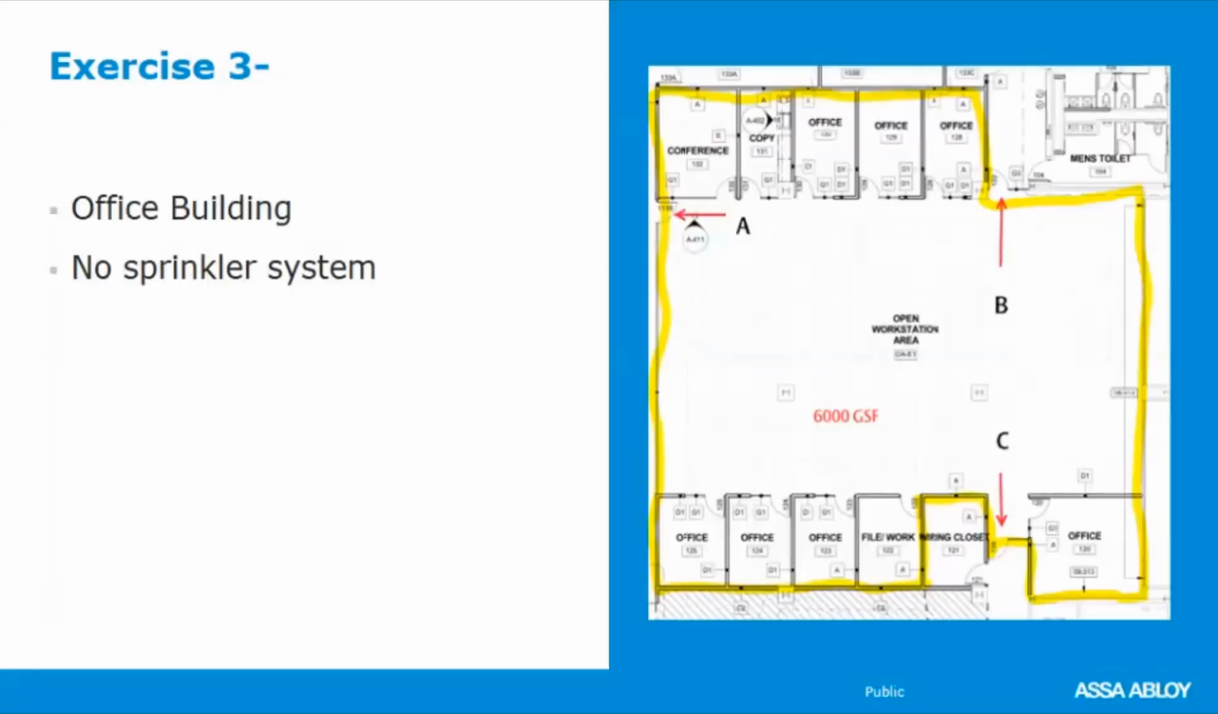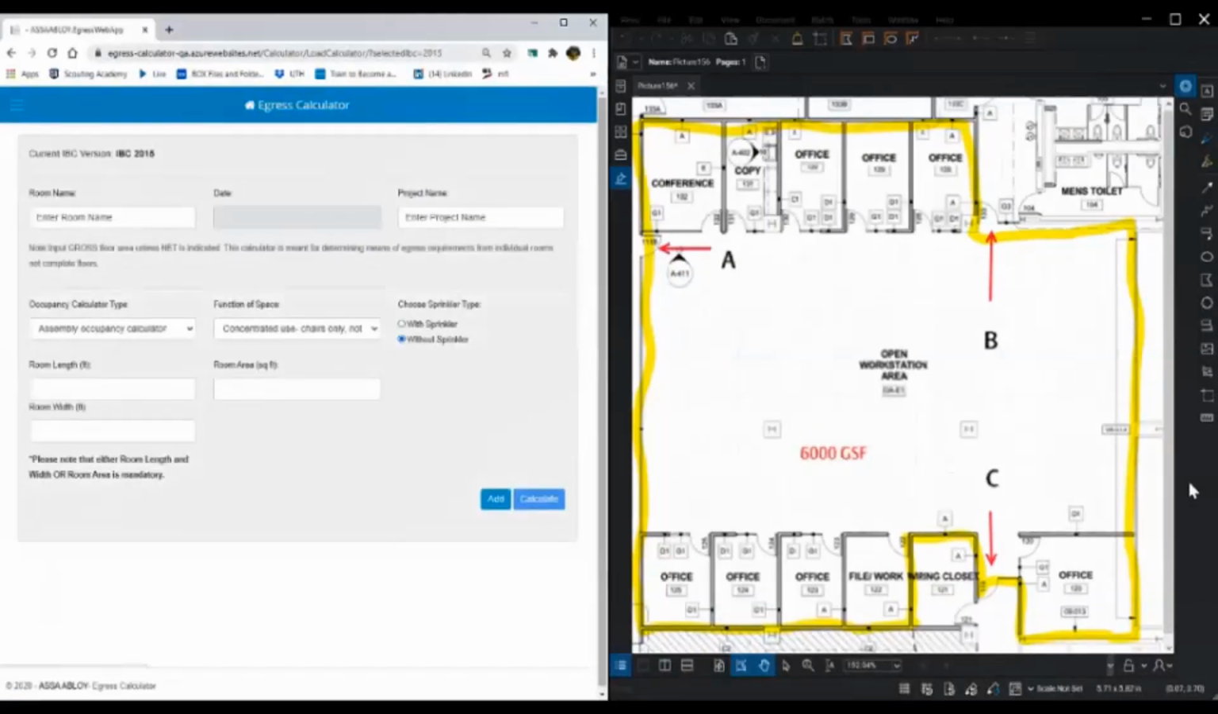And another office building with no sprinkler system. The next exercise asks for this business area, which is in gross square footage, do we have the appropriate number of exits? Do they swing in the correct direction, and are exit devices required? We have door A, which swings in, door B swings out, and door C swings out.